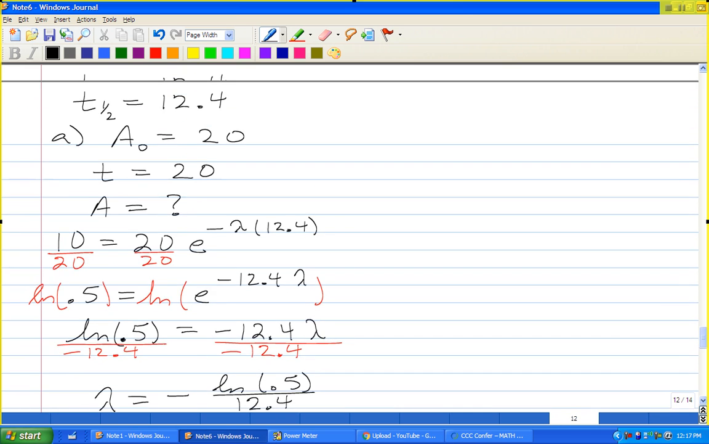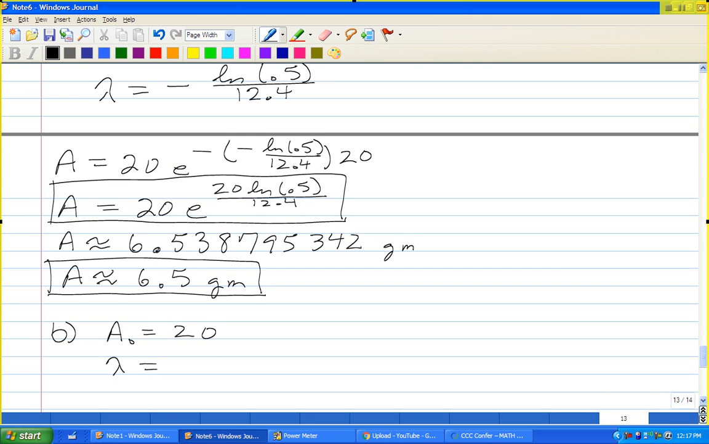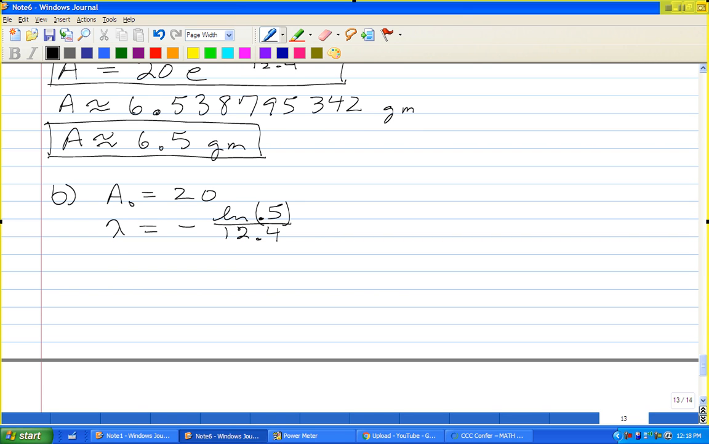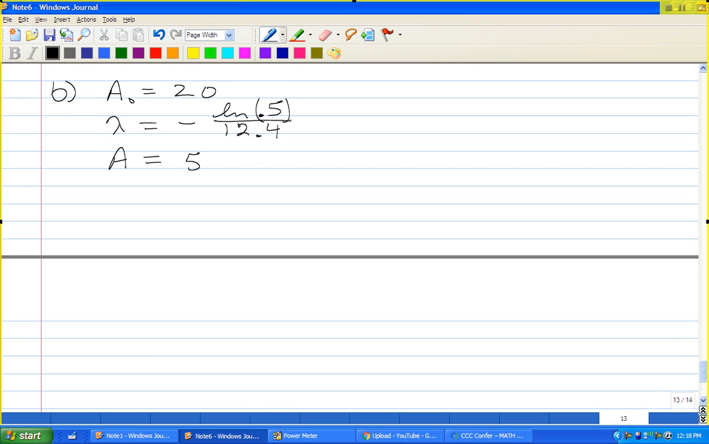So how long until, if you start with 20 grams, and we found what lambda was. Lambda was negative ln 0.5 over 12.4. And the amount that we want is 5 grams. Well, you can guess how long it'll be. In 12.4 years there'll be 10 grams. In 24.8 there'll be 5 grams. So I guess it should be 24.8 years. But let's actually do this.